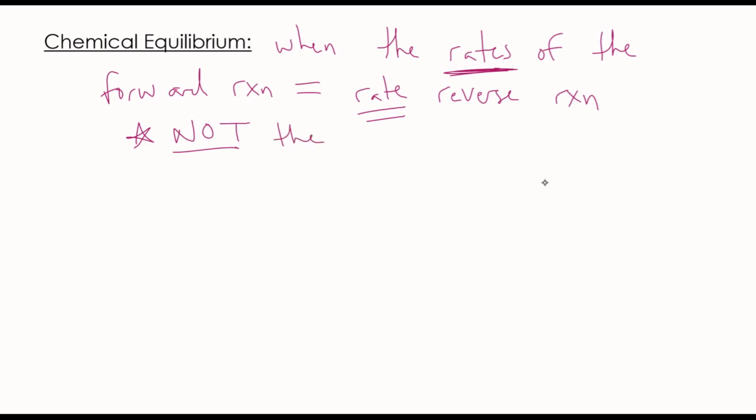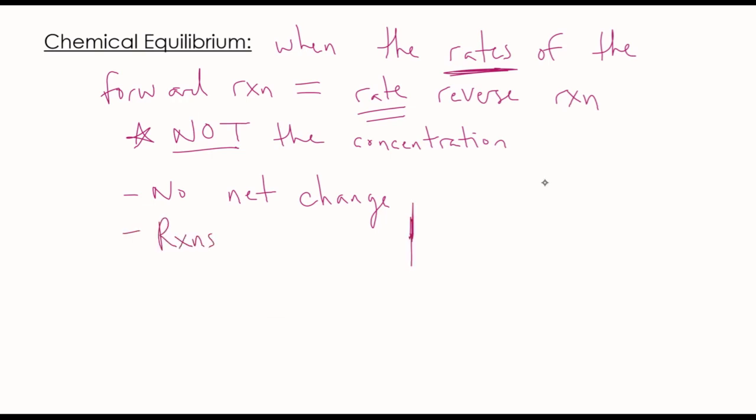It is not the amount of concentration. So it is not adding more of something. It's not saying that more of something is being made. It just means that one of them is going the same rate as the other. When we see this, there will be no net change. So when you're looking at it, you're always going to end up with the same amount of reactants and products.